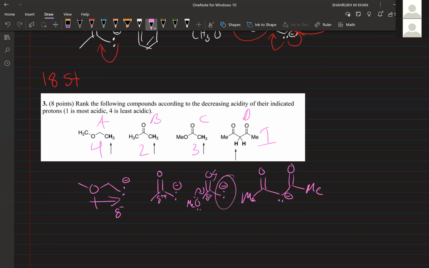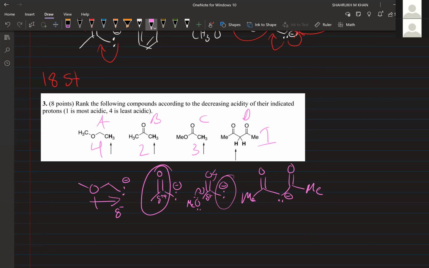Am I saying less positive? I'm saying less positive compared to, yeah, that's what I'm saying. My word choice was not the best there. It's less positive compared to the ketone.